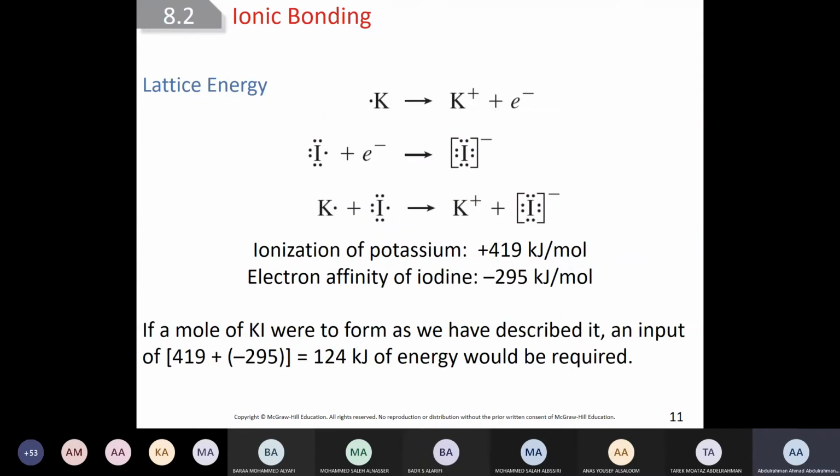That's exactly what's happening here. What's happening to the K? It loses an electron. What happened to iodine? It gains an electron. Take a look. What do you call this reaction?